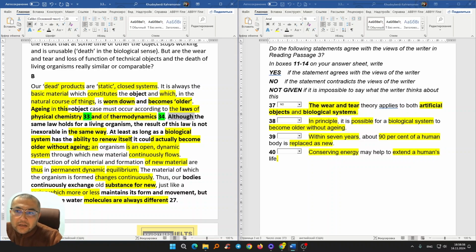However, it's not the same in an object system, because according to here, an organism is an open dynamic system. And according to here, dead products are static. It's not dynamic, it's static, which means permanent. And it's a closed system, which means it's totally different. So that's why question 37 is going to be no.